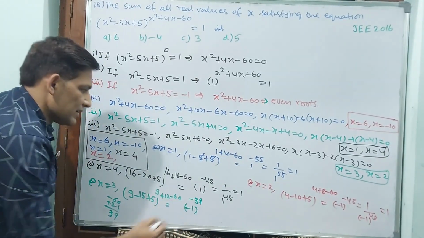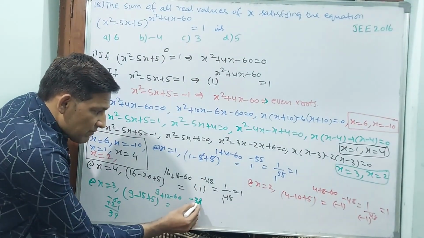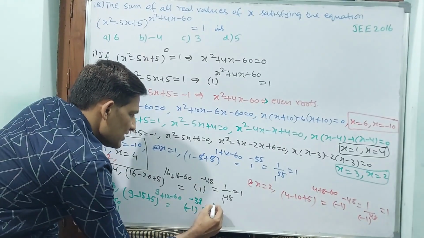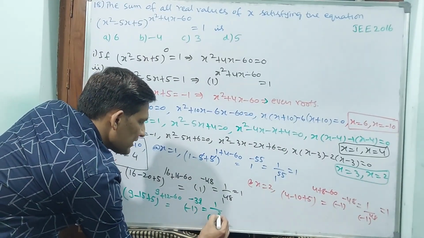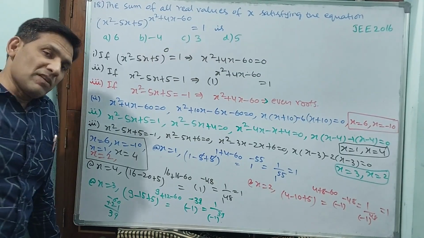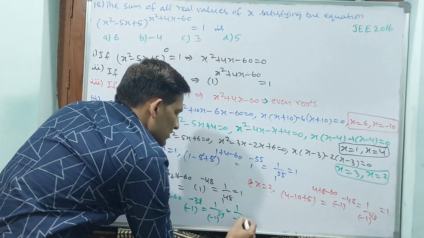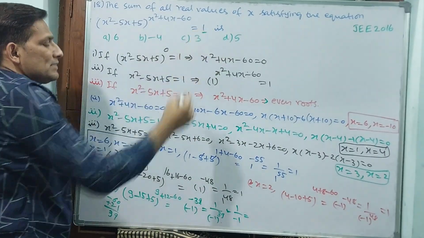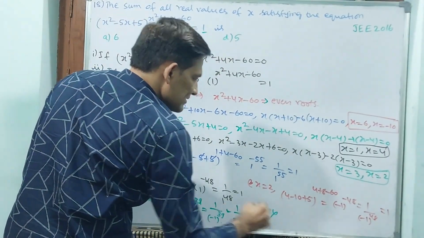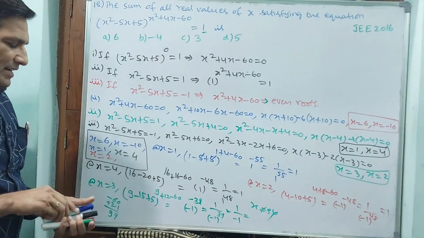Minus 39. See here, minus 1 power, an odd number has come. Odd number. That means shall I write 1 by minus 1 power 39? Minus 1 power 39 means minus 1 will come. That means 1 by minus 1. But you should get 1. That means x is equal to 3 is not valid. Not valid. Then what is your answer?